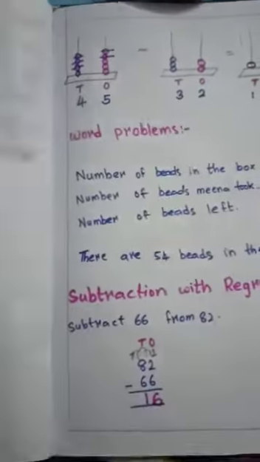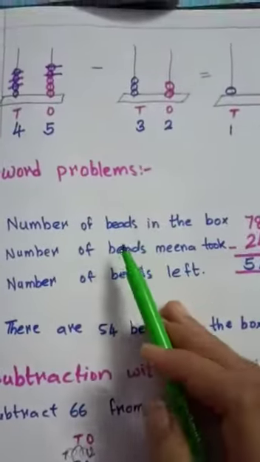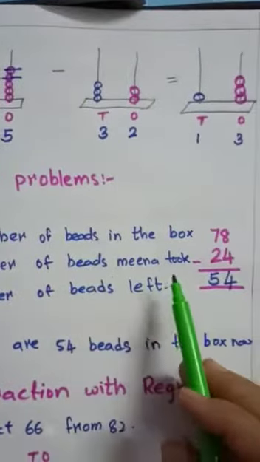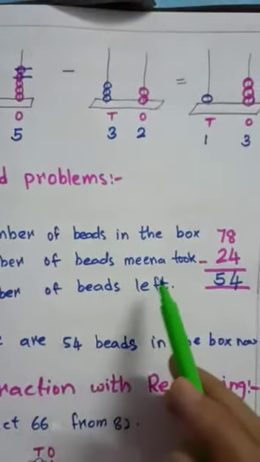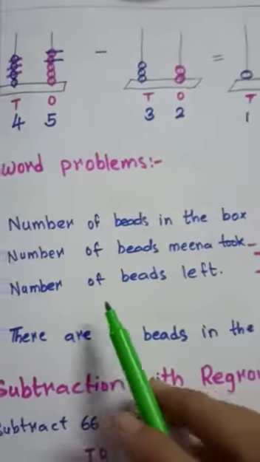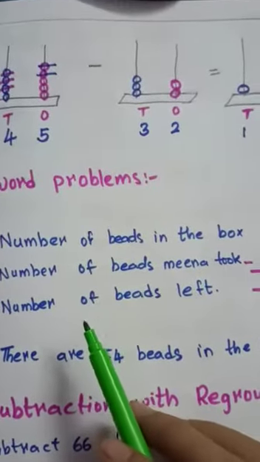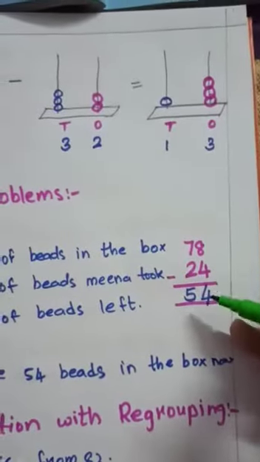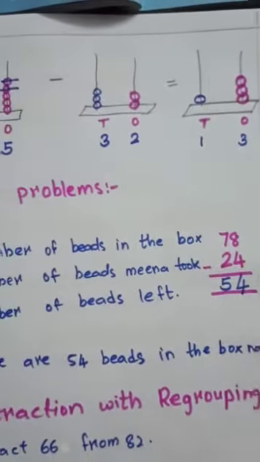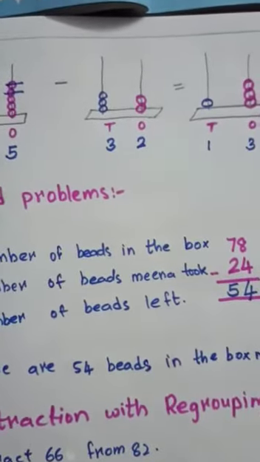Okay, word problems. Number of beads in the box were 78 and number of beads Meena took were 24. So how many beads are left in the box we have to find. So by subtraction we can find the number of beads left in the box.